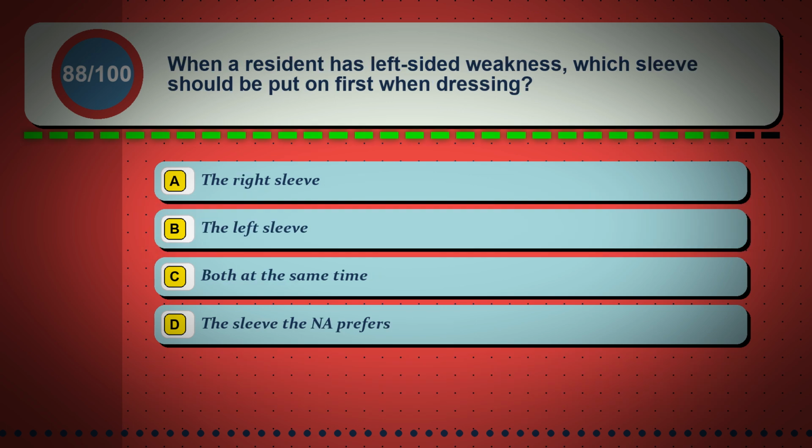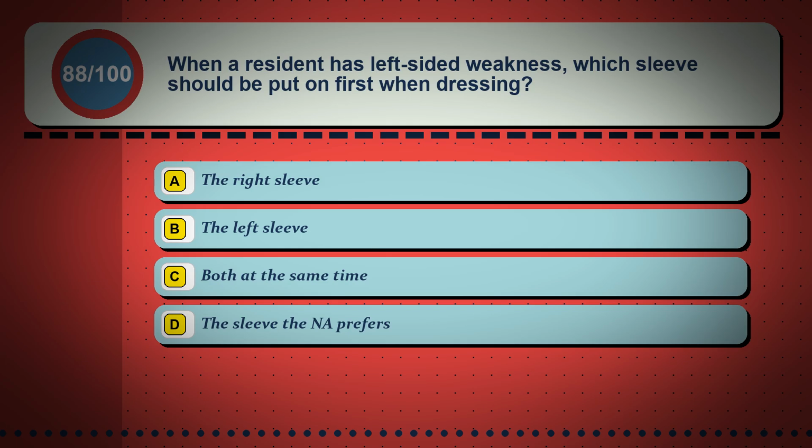Question 88. When a resident has left-sided weakness, which sleeve should be put on first when dressing? Option A, the right sleeve. Option B, the left sleeve. Option C, both at the same time. Option D, the sleeve the NA prefers.